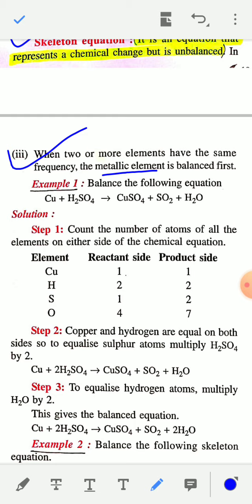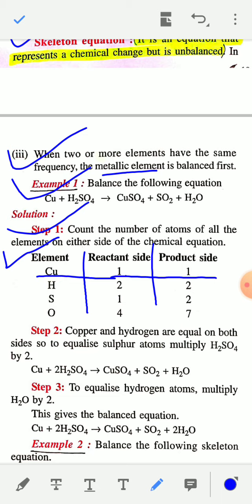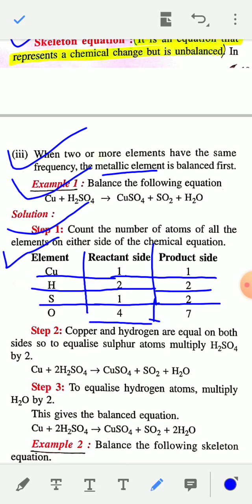Okay, for example, in this reaction: Cu plus H2SO4 arrow CuSO4 plus SO2 plus water. First you have to count. Step 1 is to count the number of different elements on both sides of the chemical equation. So you have to make a table like this: element, reactant side, product side. Copper: on the reactant side only one copper, on the product side only one copper. Hydrogen: on the reactant side 2 hydrogen atoms, and on the product side 2 hydrogen atoms. Sulfur: on the reactant side only one sulfur, and on the product side 2 sulfur. And oxygen: on the reactant side 4 oxygen atoms, and on the product side 7 oxygen atoms, according to this reaction, Cu plus H2SO4 arrow CuSO4 plus SO2 plus water.